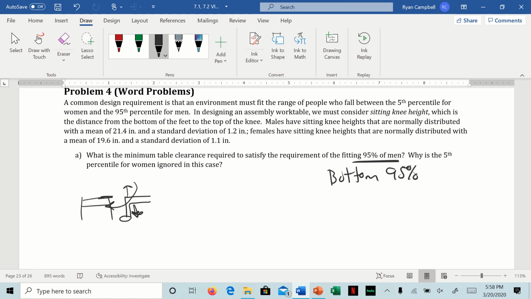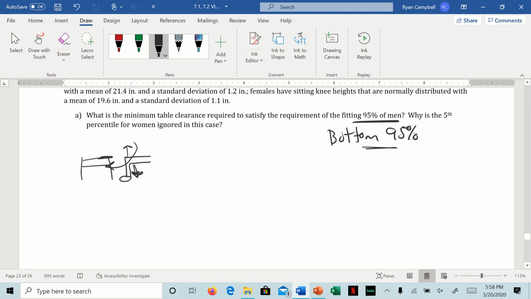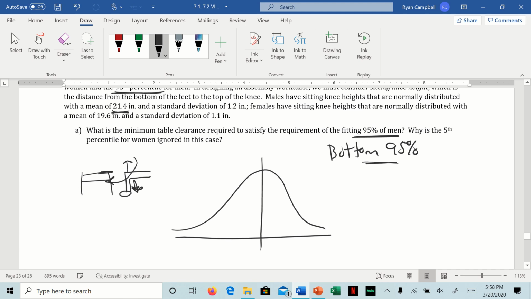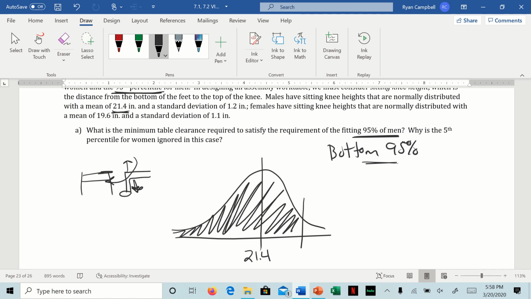Also, it already gave you the 95th percentile. What do we say percentile means? Bottom 95%. So two different ways of getting the same answer. So we look at the men, right? It just talked about men. So we need a mean of 21.4. So we go from the left up to the mean. Not far enough. Got to keep on going. Where's the 95% going? Hopefully you knew it was going up there.